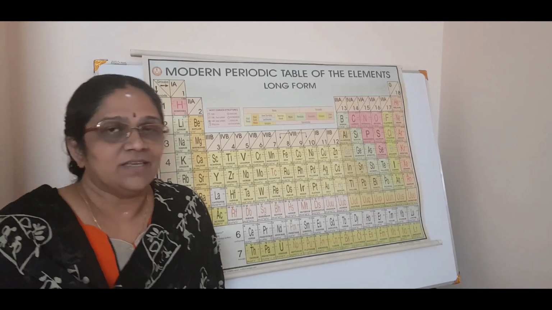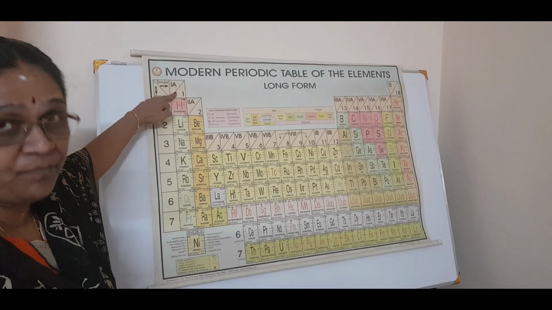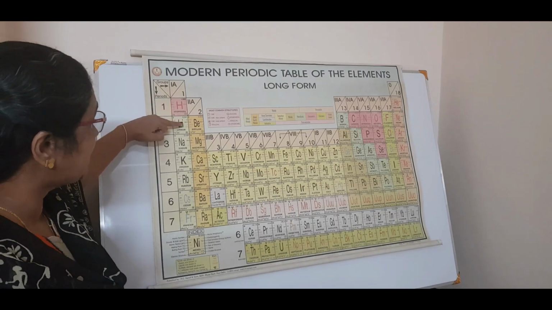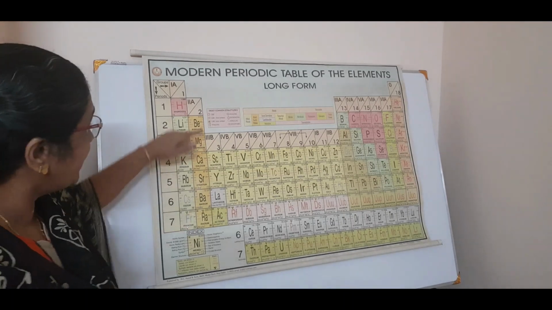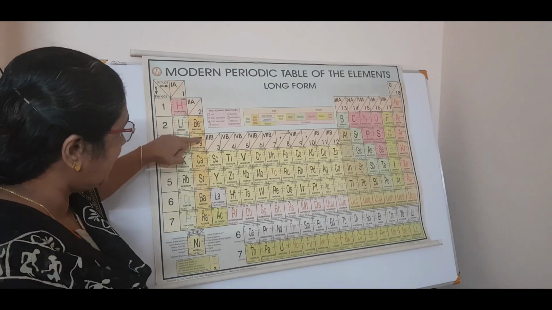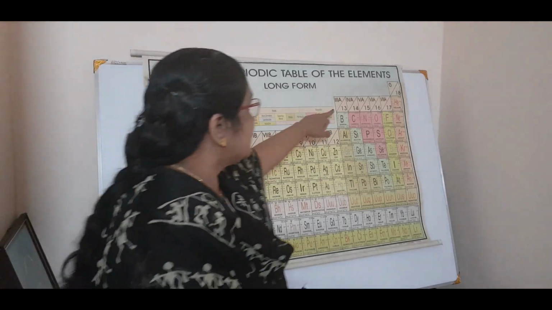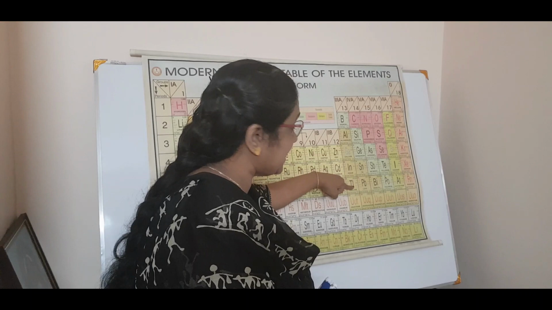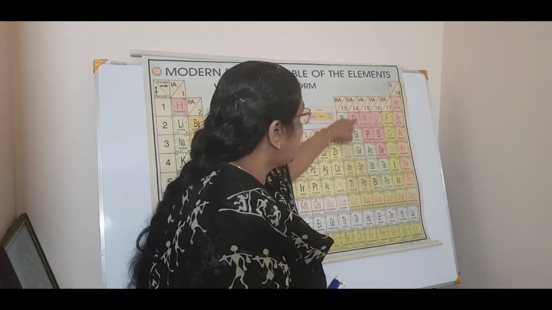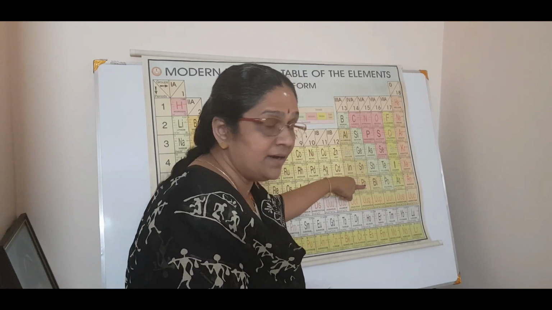Okay, so just to revise. First again, I am telling you the first group, that is hydrogen, lithium, sodium, potassium, rubidium, cesium, and francium. Second group, beryllium, magnesium, calcium, strontium, barium, and radium. Then 13th group, boron, aluminium, gallium, indium, thallium. Okay, 14th group, carbon, silicon, germanium, tin, and lead.